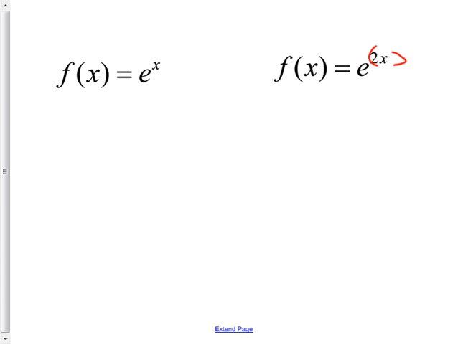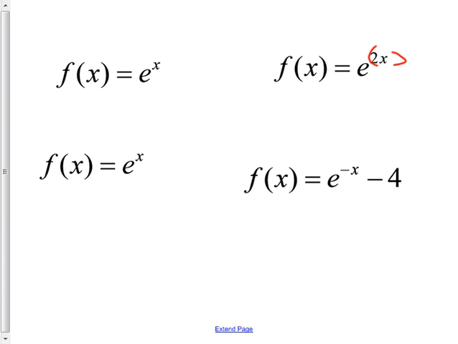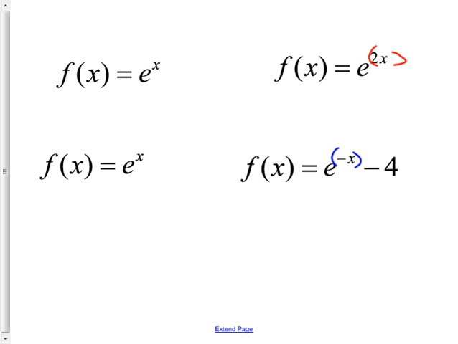All right. This one, compared to the parent one, this guy has been flipped which way? Left, right, or up, down? The stuff on the inside here is left, right. That's a left, right flip. The stuff on the outside, be it in the front or at the end, is the up, down stuff, and that's been moved down 4. So it's a left, right flip and down 4.